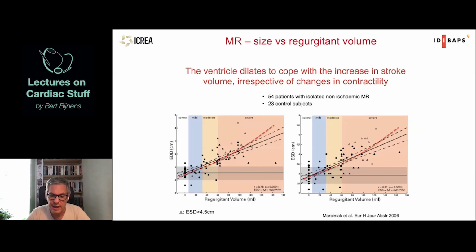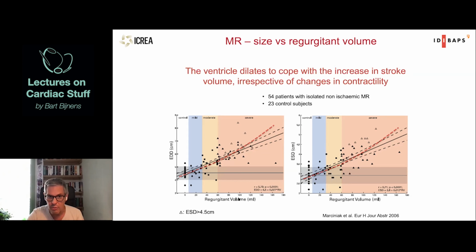Now, let's look at some patients with volume overload to see what's happening. Here is a study of patients with mitral regurgitation. You have different groups: controls and mild, moderate, and severe mitral regurgitation, defined from the regurgitant volume. Mitral regurgitation means that you have a leaking mitral valve. During the ejection phase, the blood is not only going to the aorta, but is also going back to the left atrium because of this leaking mitral valve.